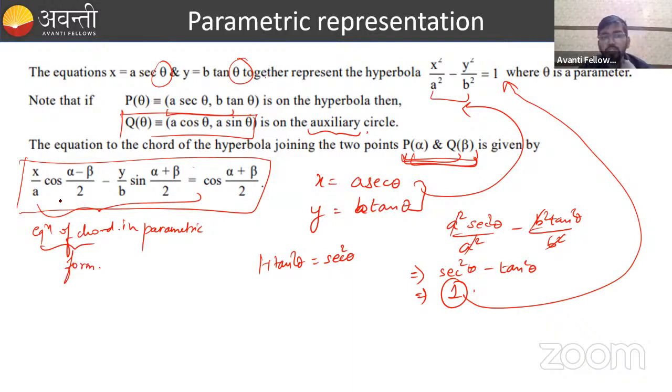So what is the equation? x by a cos of alpha minus beta, alpha plus beta, alpha plus beta. If you want to remember this, you can remember it like this. Just remember this, and then cos and sine are in alternate.